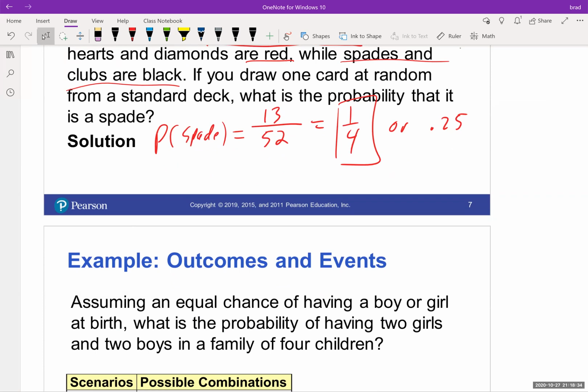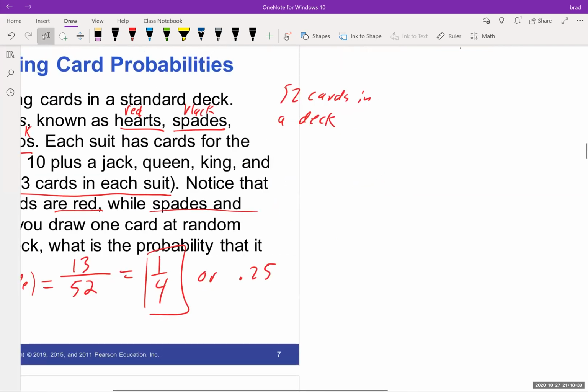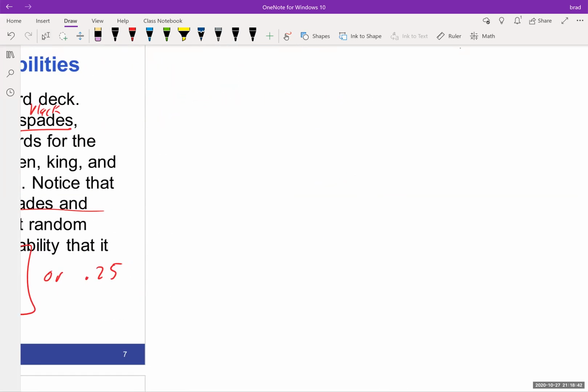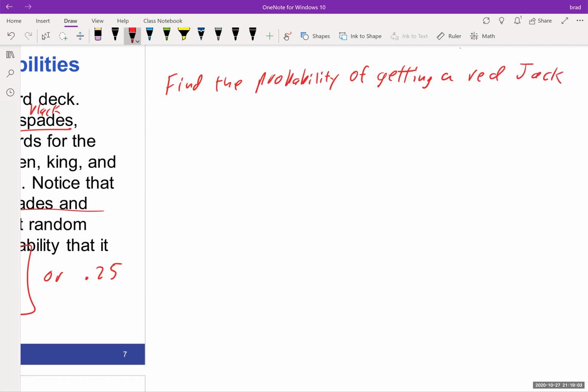And again, we're not going to get too crazy into statistics. That's just one thing. Now, the thing is they could get fancier. So we could come over here and say, find the probability of getting a red jack. Okay, so probability of a red jack. Now we have to think, how many red jacks are there?